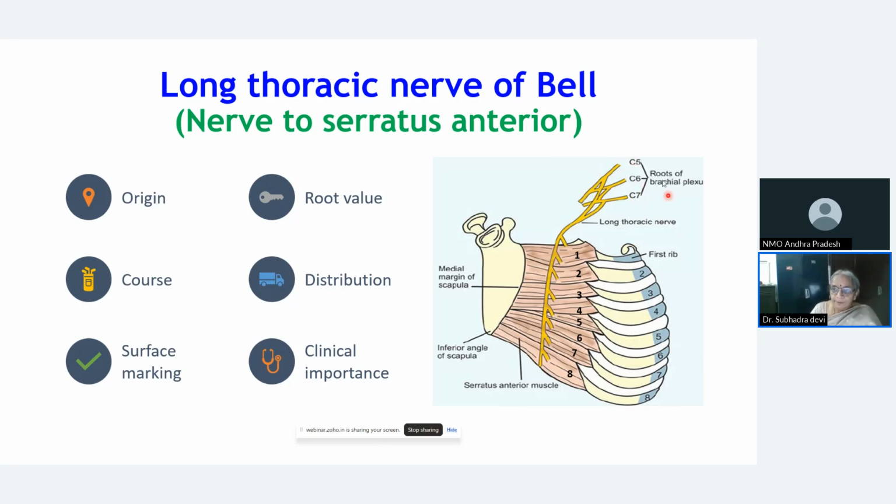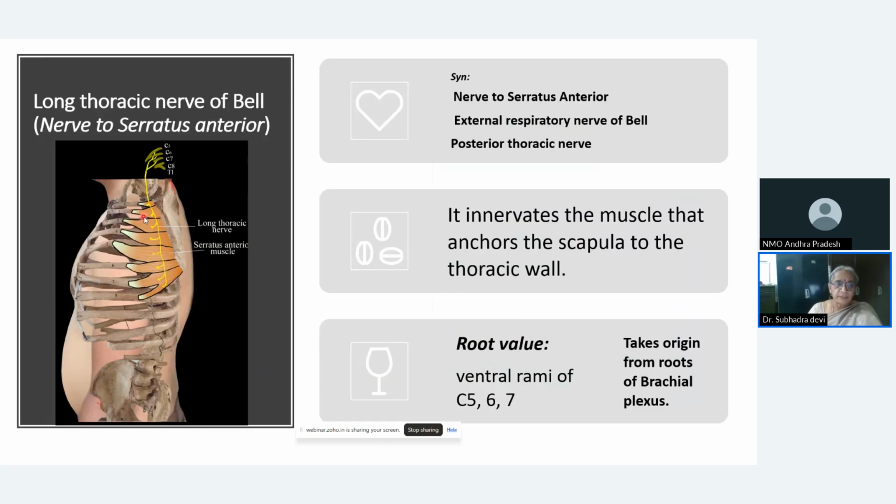Now, from this picture, you can see the roots contributing to the long thoracic nerve and how it traverses along the medial wall of the axilla, where you will see the serratus anterior with its 8 digitations, which it supplies. And you are seeing the insertion of the serratus anterior along the vertebral border on the costal surface. That also you have to recollect for the explanation. So this is how it is supplying it, and it is the external respiratory nerve of Bell. That is the other name for it, along with posterior thoracic nerve.